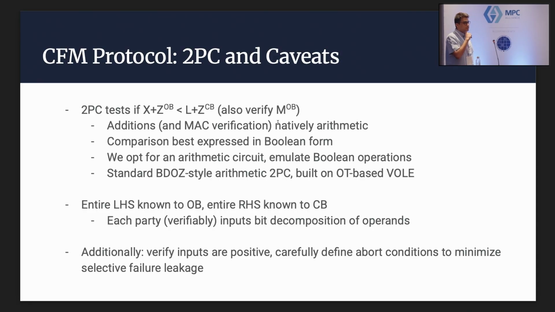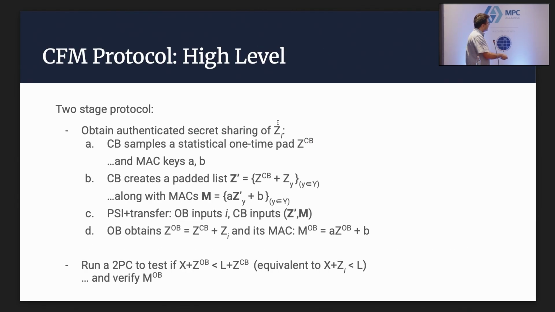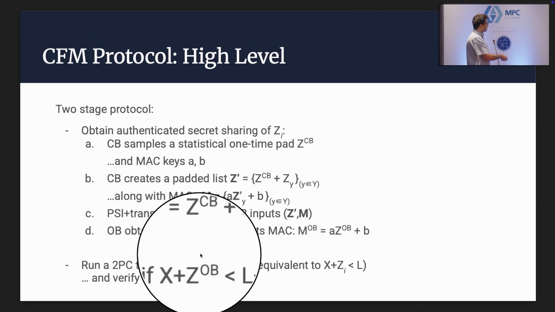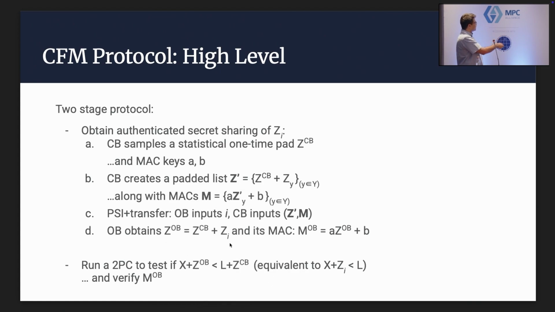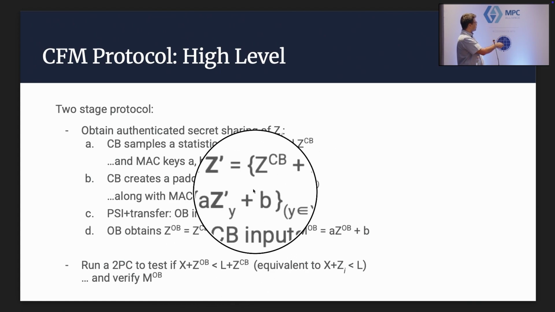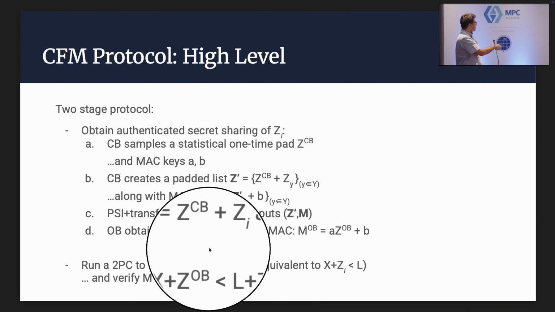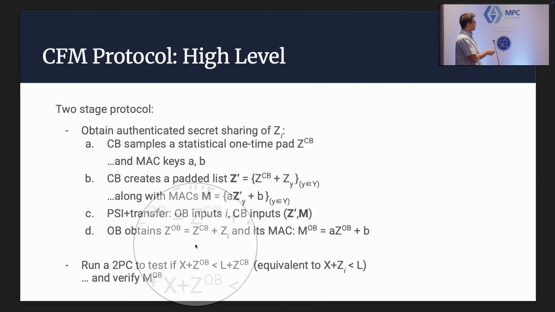Yash, what if the thing overflows? Yeah, so this is an integer secret sharing, right? I mean, this is why I use the statistical one-time pad. So the authenticated secret sharing over here is an integer secret sharing. So that preserves the integrity of this check. Yeah, I should have made that explicit.